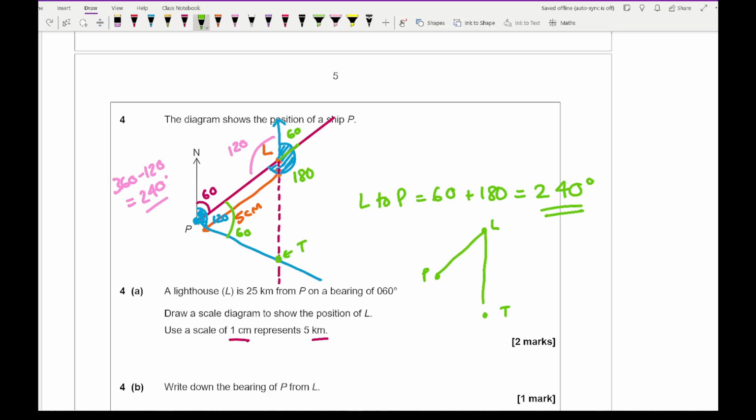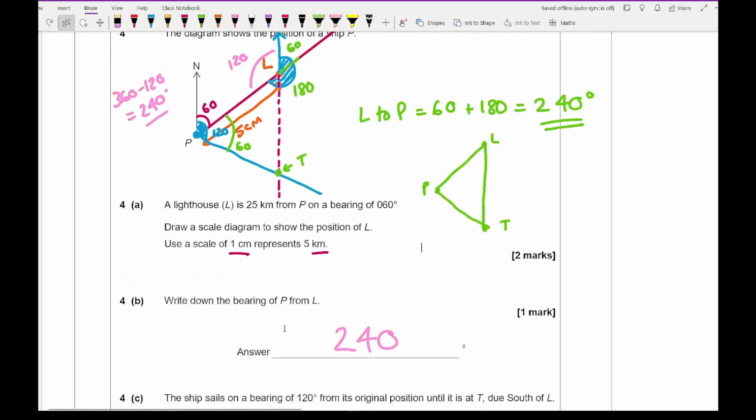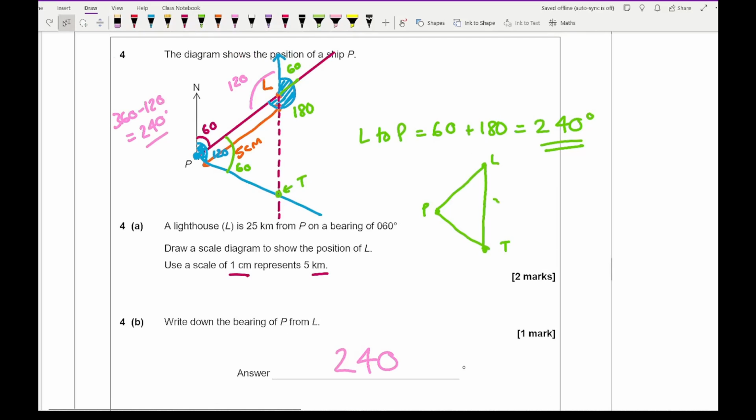And what the question is asking me is to work out the distance from T from L. So it's asking me to work out this distance here. Now I know that this distance here is 25, and I know that this angle here is 60. Now from this diagram, I can then work out what this angle here is, which I've just marked on the diagram I've just drawn here.